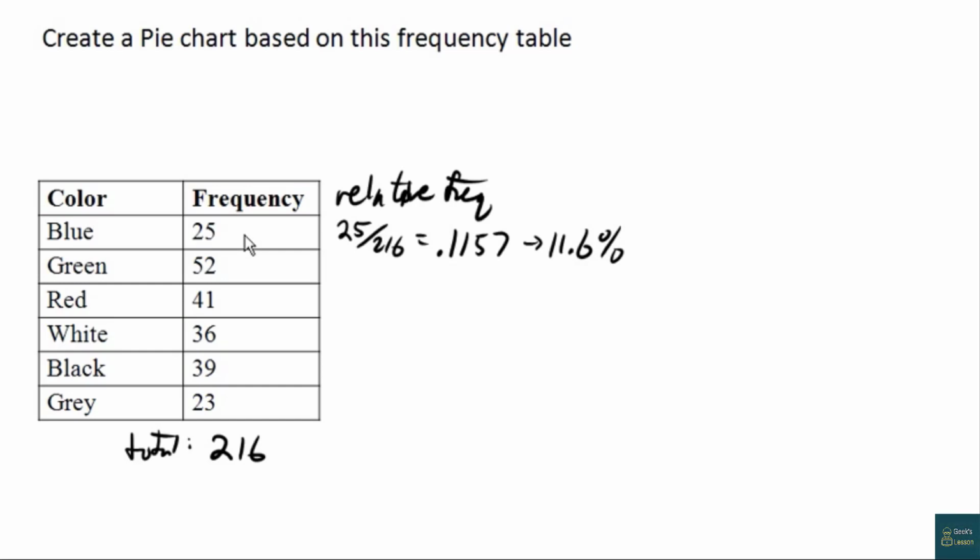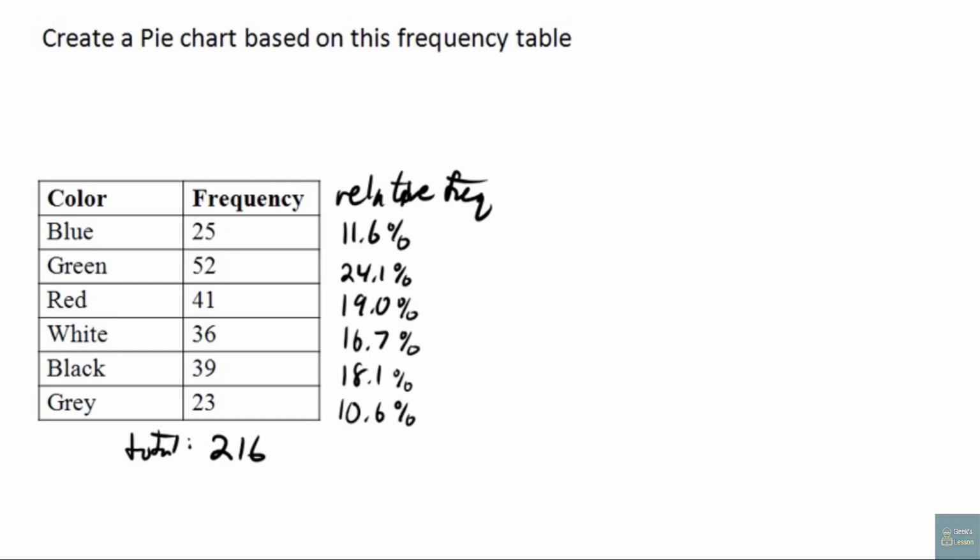So that means 11.6% of all of these reports were blue cars. We could do the same thing here for green cars. 52 out of 216 is about 0.2407, or about 24.1%. And we could find the relative frequencies for all of these colors. So I'm going to do that real quick. And there's all of our relative frequencies.